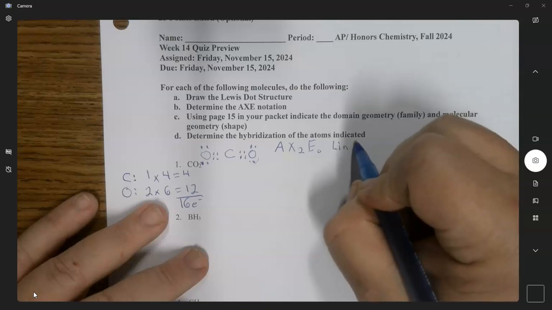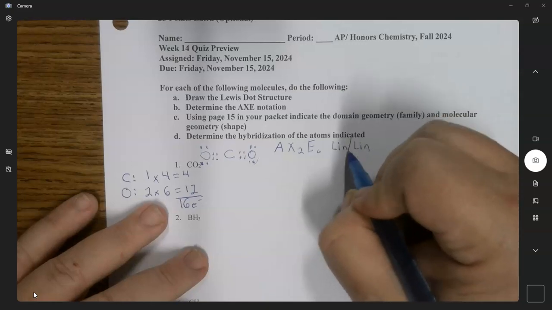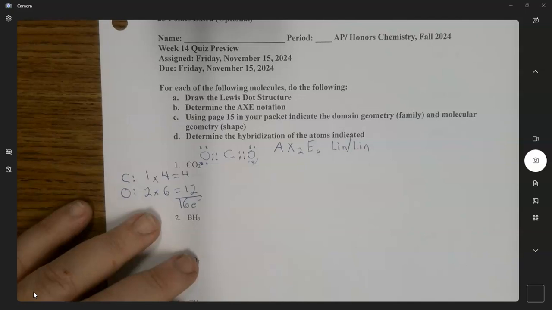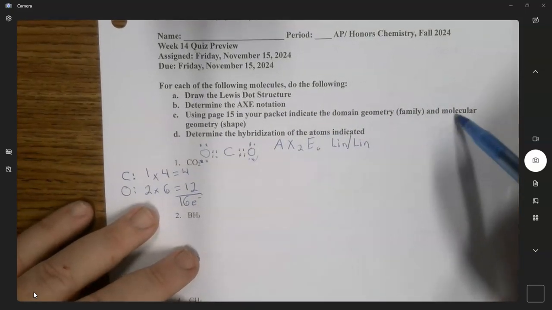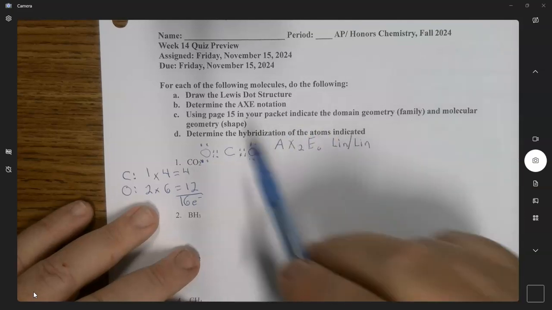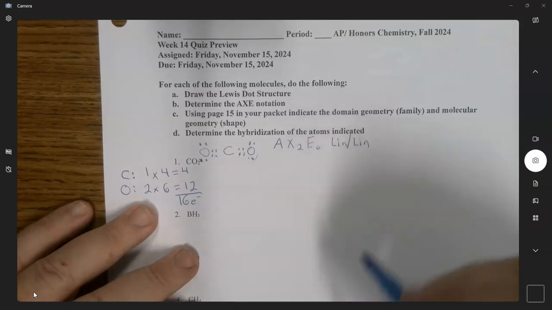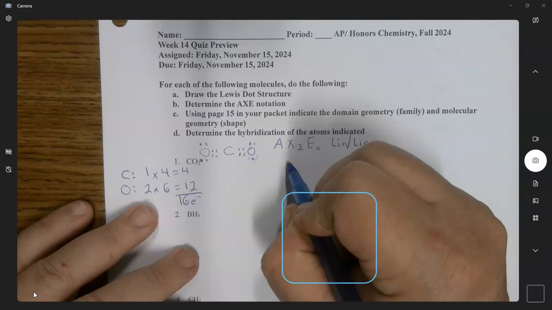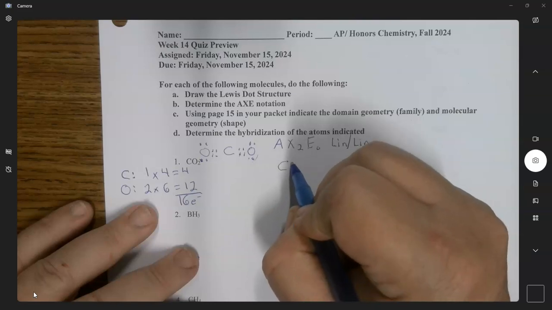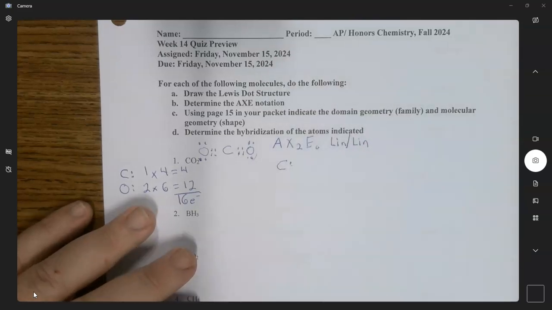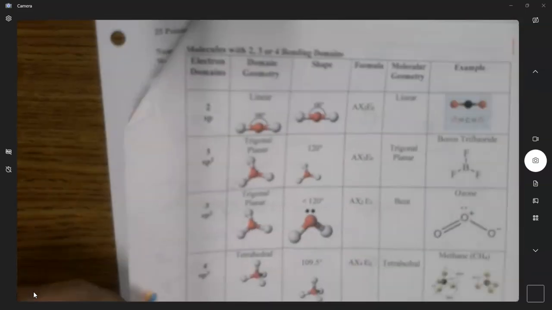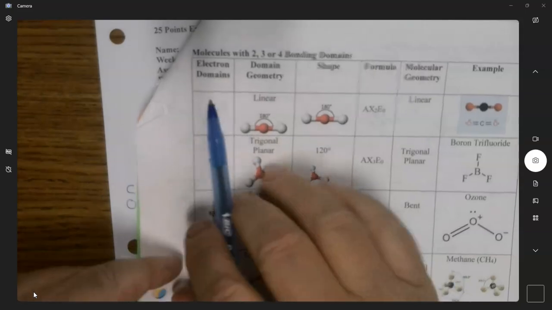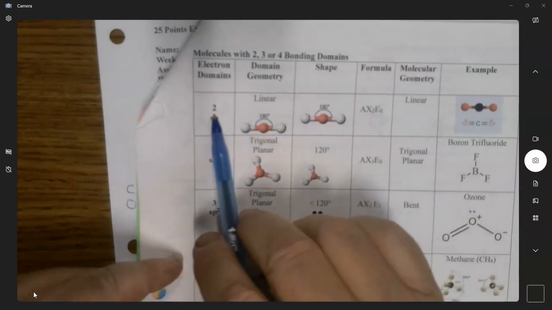And I'll just abbreviate some of these. Linear, linear, like that. Okay. Then it says that's the AXE used to determine the domain geometry and family. We did that. Determine the hybridization. So hybridization for carbon. It has 2 electron domains, or a steric number of 2. Steric number means the same as electron domain, so if you look at it right here, it's 2.